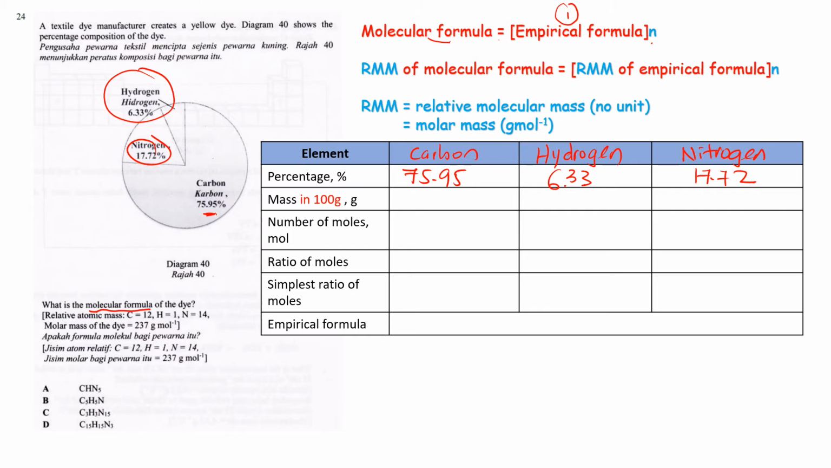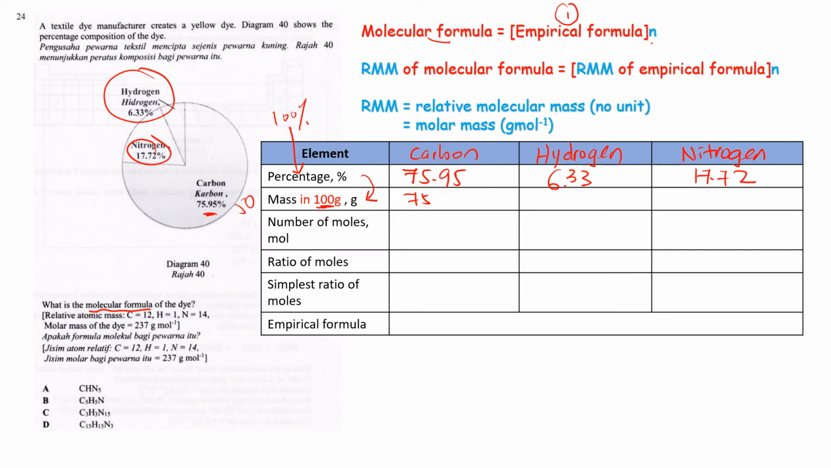Now, to find the empirical formula, you must get the mass, because from the mass you can get the number of moles. So how can we change the percentage to the mass? We make an assumption. We assume that the mass is 100 grams. Why do we use 100 grams? Because the total percentage is 100%. It makes it easier. You can use 50 grams also, but you need to calculate. So we assume the mass is 100 grams.